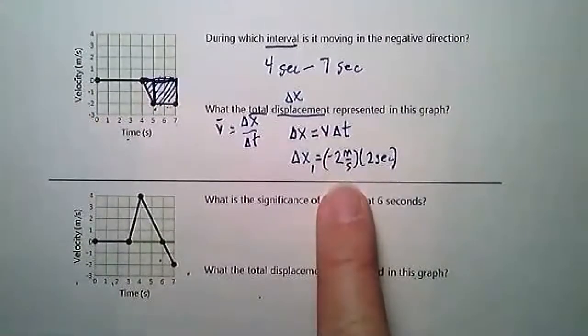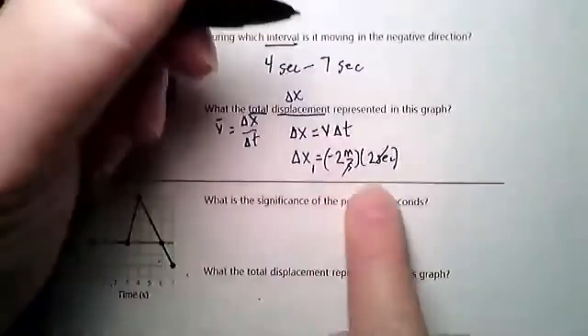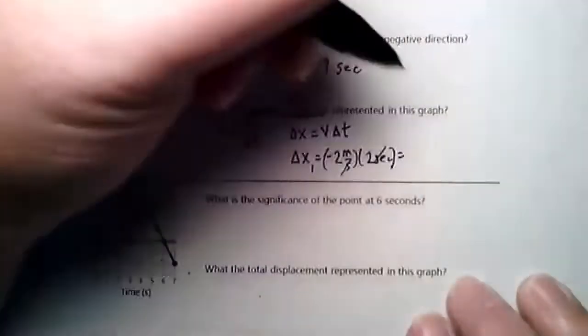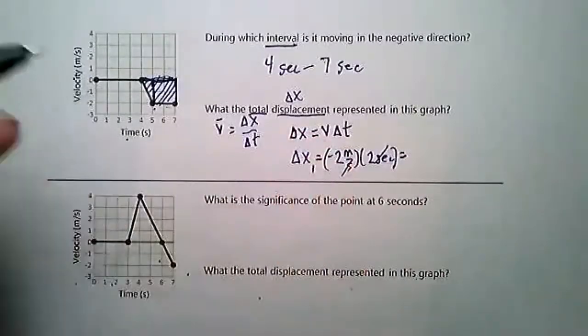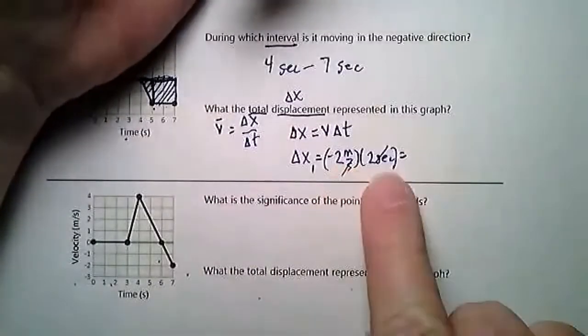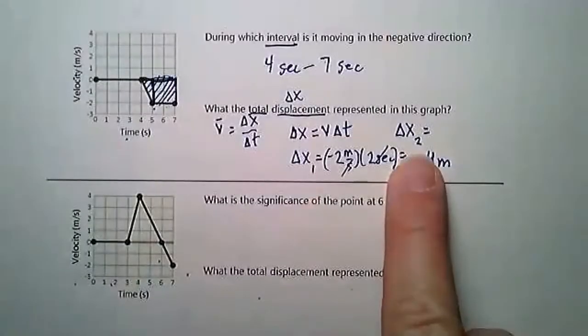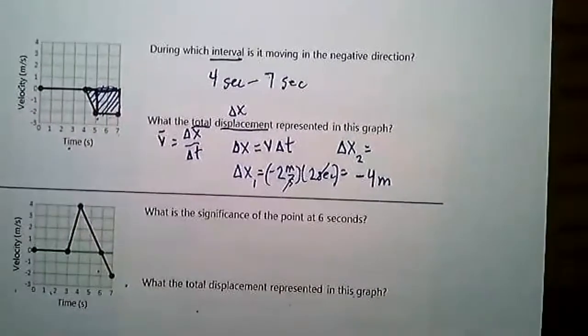Now, if you look at what happens unit-wise, this seconds cancels out that second. And so I'm left with meters. Well, that's perfect because I want displacement and it would be measured in meters. So this first displacement from just this part would be -2 times 2 or -4 meters. Now I'm going to figure out that little triangle. So we'll call this the second portion of the displacement, or delta x2. And because this is a triangle, we're going to go with 1/2 base times height.